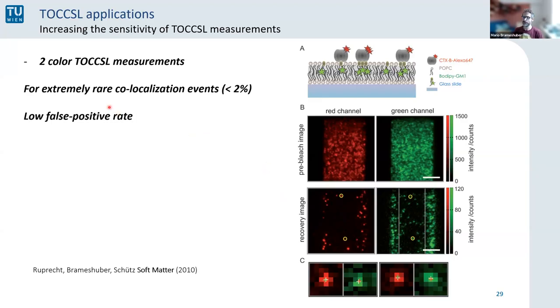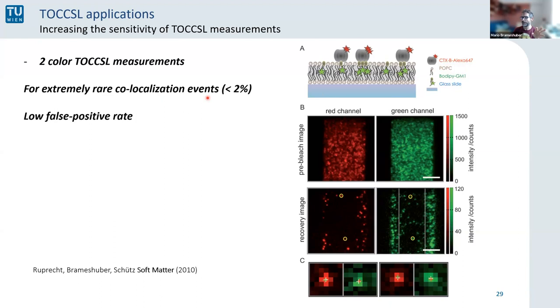Because it can also be used to detect extremely rare colocalization events. So I will go away from the T-cell receptor for a second, because here we used a different test system: a lipid body, the bilayer, labeled with cholera toxin beta subunit, which was labeled in red, and we just used a very low colocalization probability. So the colocalization probability was really low, but still we could detect colocalization events down to smaller than 2%.